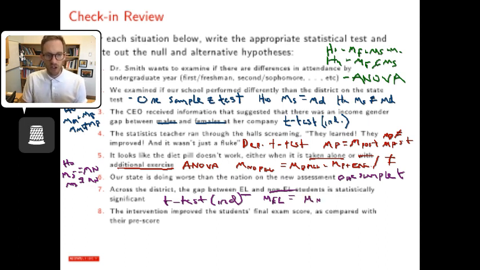The intervention improved the student's final exam score as compared with their preschool. So pre-score, I said preschool because I'm thinking about preschool. My kid's going to go to preschool. All right, pre-score. So that is going to be a dependent samples t-test because we have the same group of students. All right, so then we could do mu sub pre equals mu sub final for the null, and then mu sub pre is not equal to mu sub final for the alternative.